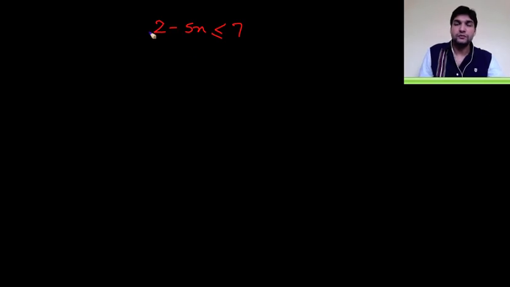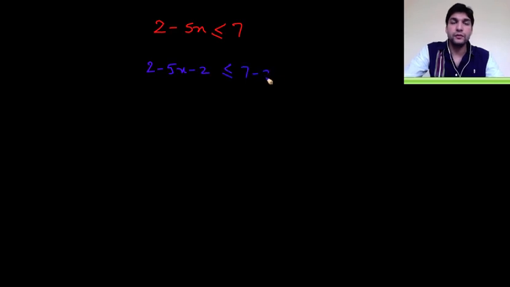So we have to remove this 2. So subtract 2 from both sides. In subtraction, do not change the inequality. But in multiplication or division, only then change the inequality if you are doing it with a negative number. So here subtract 2 from both sides. 2 minus 5x minus 2 is less than or equal to 7 minus 2.